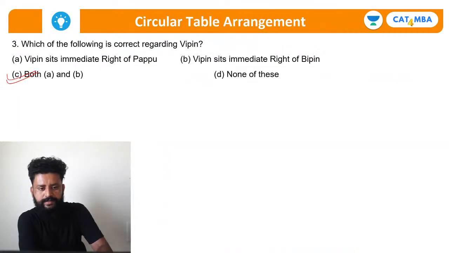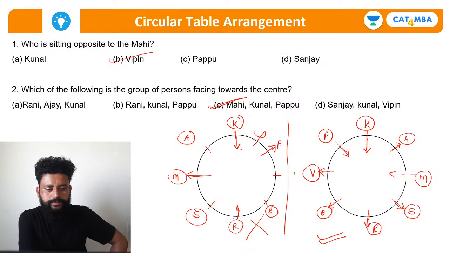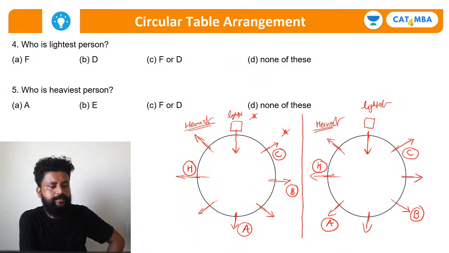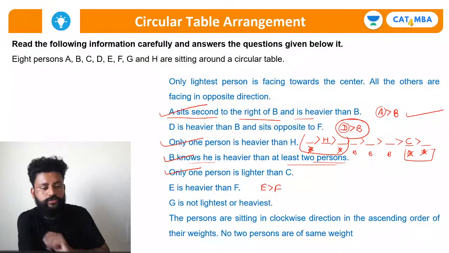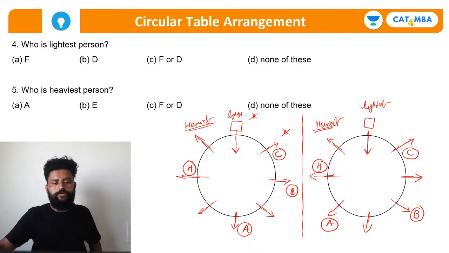D is heavier than B means, now if you look at the possibilities, D can be the heaviest, and in this case D can be at 3 places. No issues, we'll use it later only. Chalo, E is heavier than F. I'll write here itself. So now we are left out with D is heavier than B, and E is heavier than F.